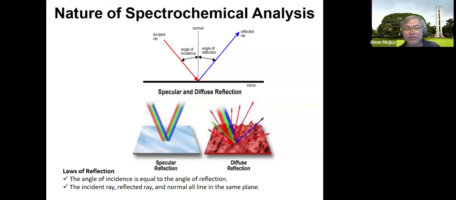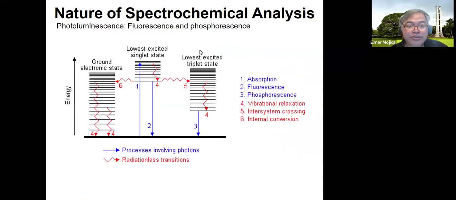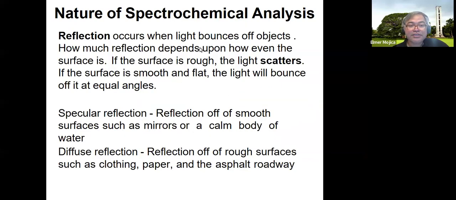Okay, so last time we talked about spectrochemical information. We talked about radiation-matter interaction, the nature of spectrochemical analysis, types of analysis, samples, and spectrochemical phenomena. We're going to continue with the nature of these spectrochemical analyses. The one we're going to talk about today is reflection.